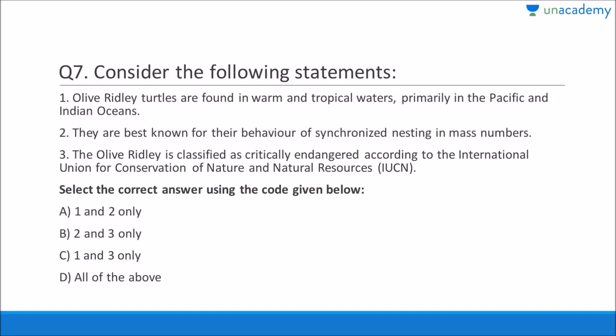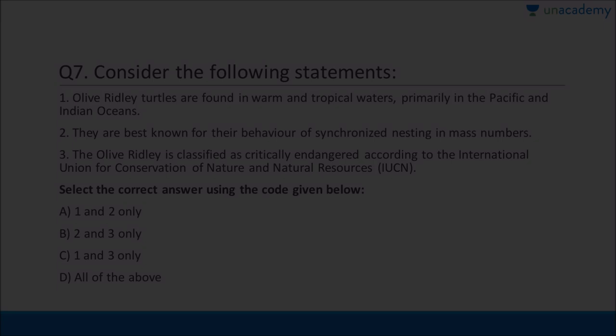They are best known for their behavior of synchronized nesting in mass numbers. The Olive Ridley is classified as critically endangered. This is wrong. They are a vulnerable species. So the answer here is A, 1 and 2.